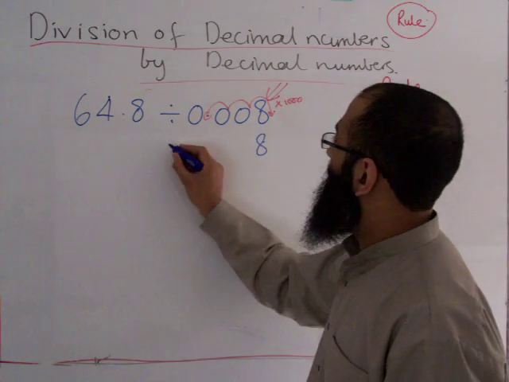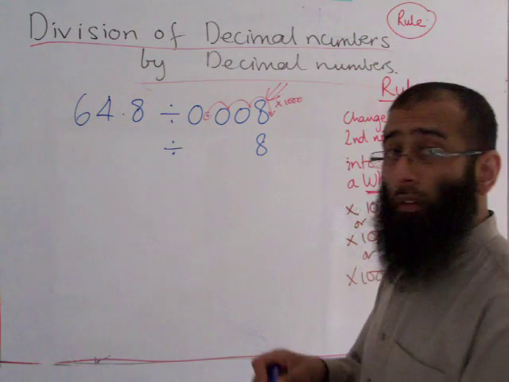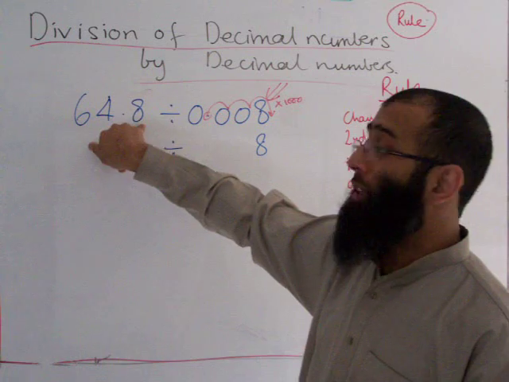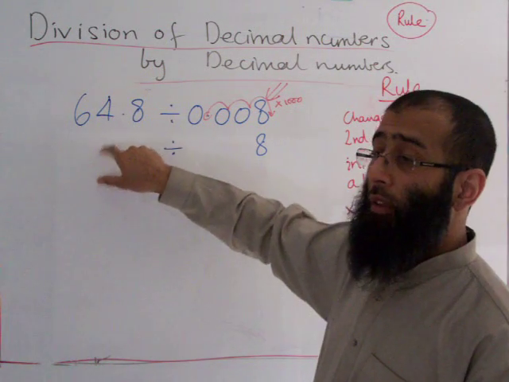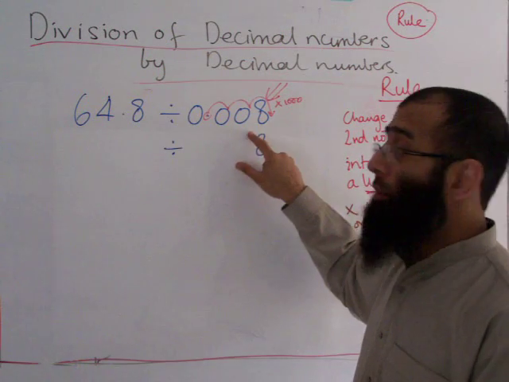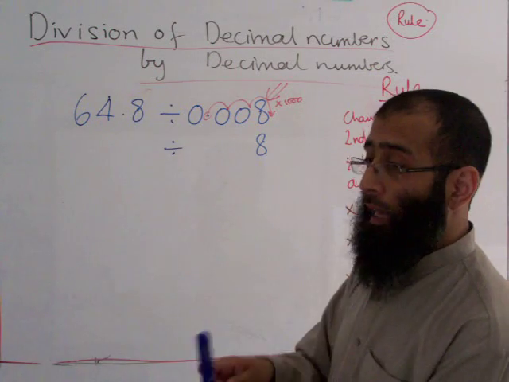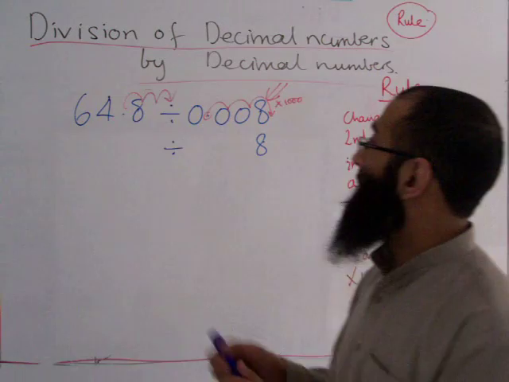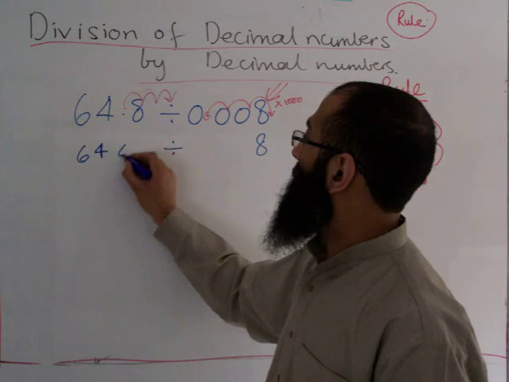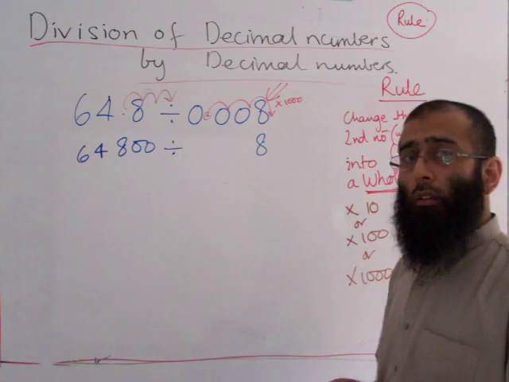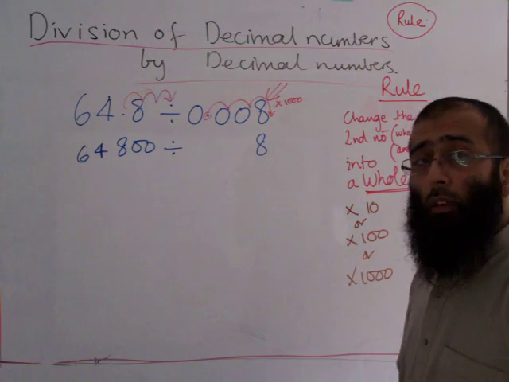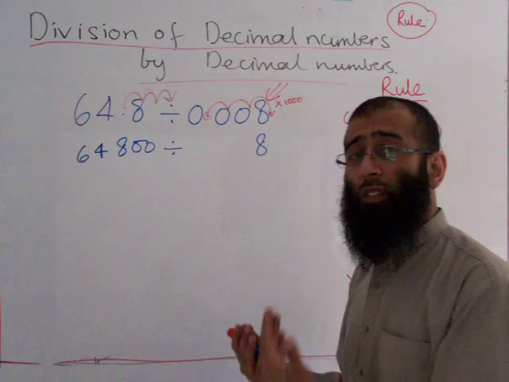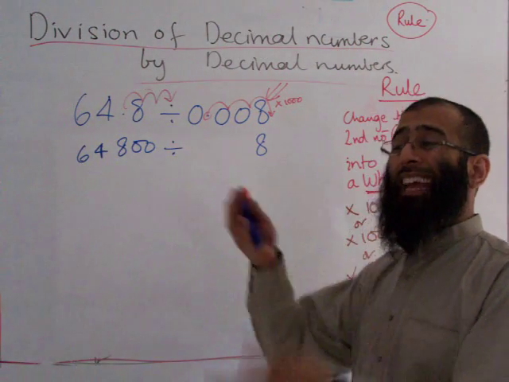Now, don't forget, what you do to the dividing number, we must also do to the question number we're starting with. So if we times this by 1000, you must also times that by 1000. So 1, 2, 3. So what do we get on this side? We get 6, 4, 8. Because we are changing both numbers in the beginning of the question, there's no need for an adjustment at the end of the question.